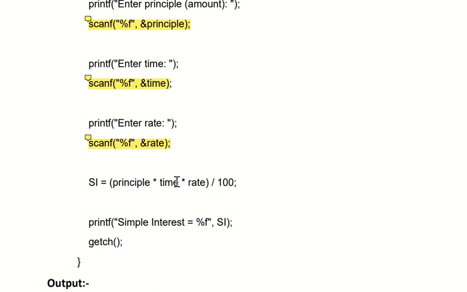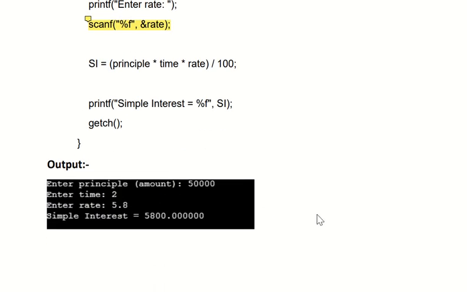Here we have the sample output also: enter the principal amount, that is 50,000. Then enter the time, let's say 2, and enter the rate, that is 5.8. So simple interest equal to 5800.000000, as we have not mentioned .2 here. That's why you can see after the dot you will find 1 2 3 4 5 6 zeros. If you mention .2 here, obviously it will display only 2 zeros, not 6.